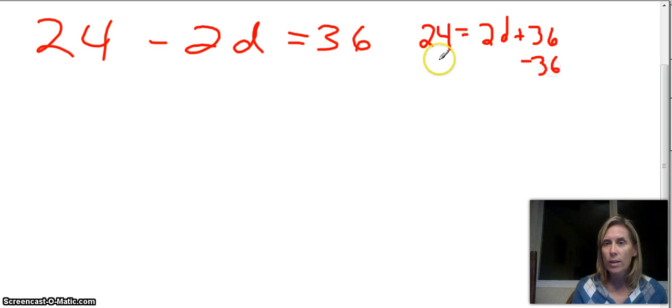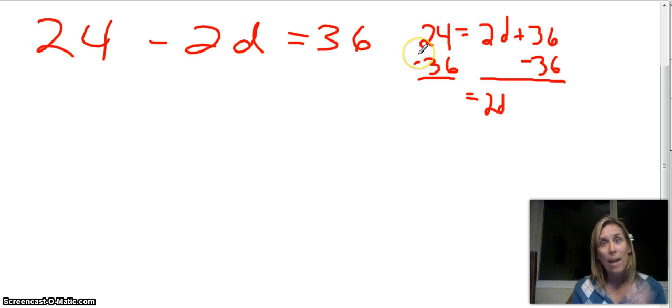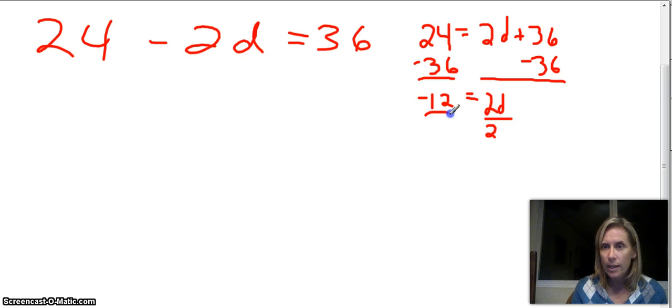Good. And when you did, you're getting that d more isolated, right? Over here, the 36 is gone. So we have 2d on the right side. And on the left side, 24 minus 36. Ooh, that's really negative. That's negative 12. Good. And now, in order to get d completely isolated, we divide by 2.